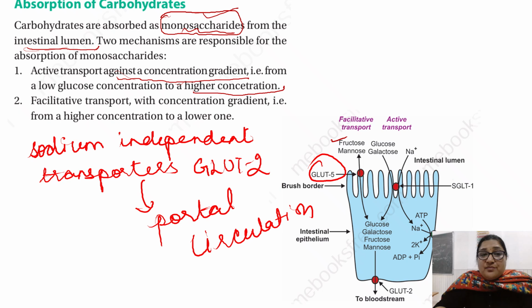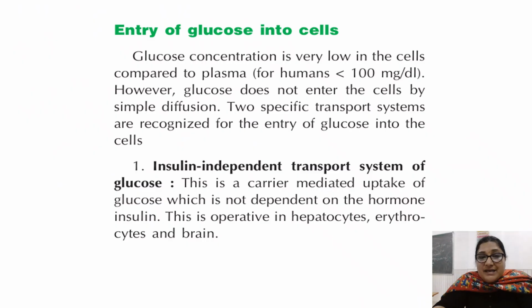from there, from the blood, now they will enter into the cell. Why? Because all the metabolism is going to happen in the cell. All the reactions of the catabolism and anabolism are now going to happen in the cell. So let's now see how the glucose enters the cell.